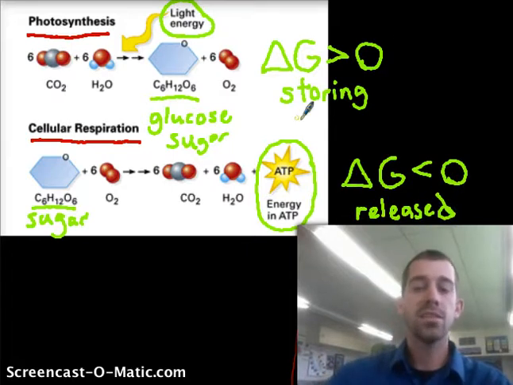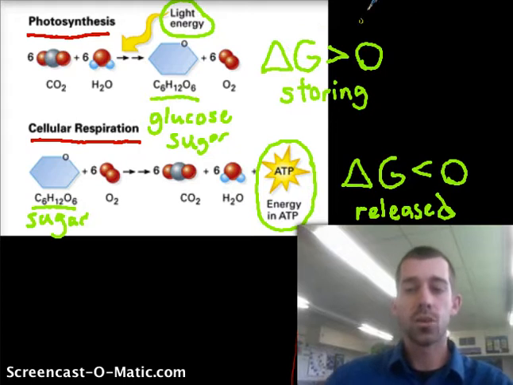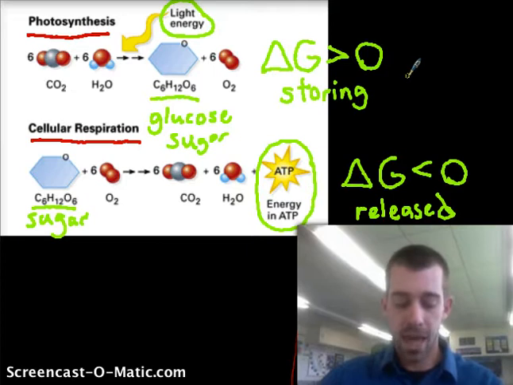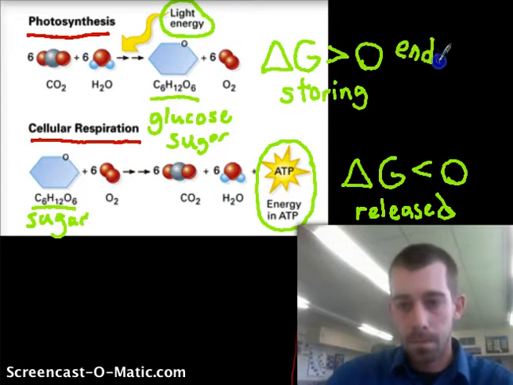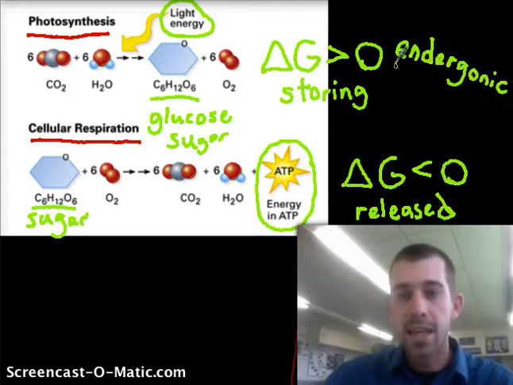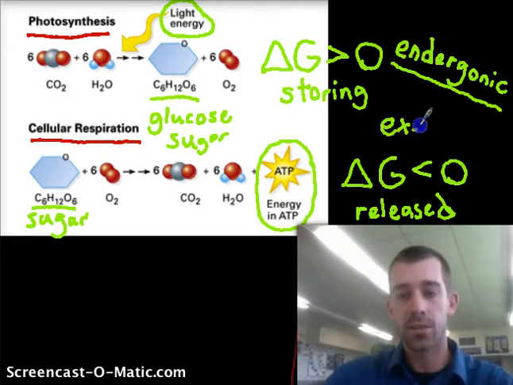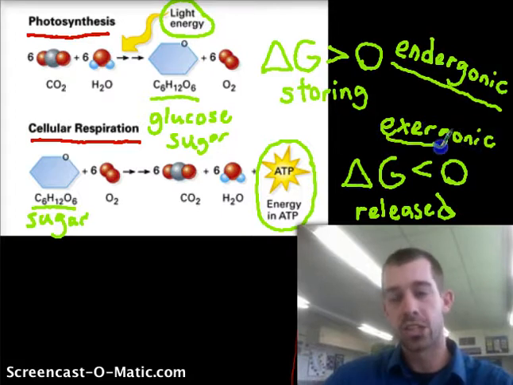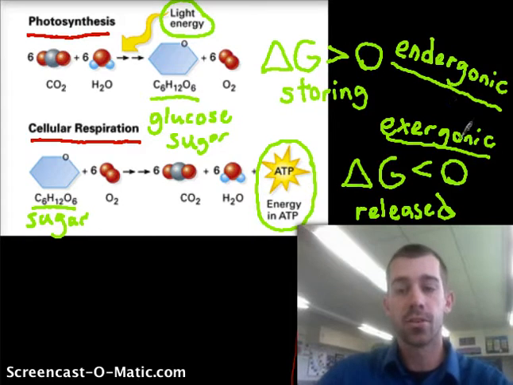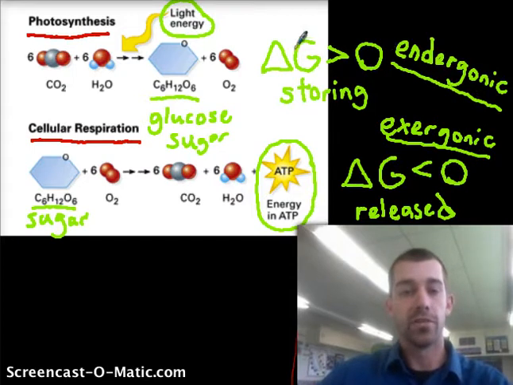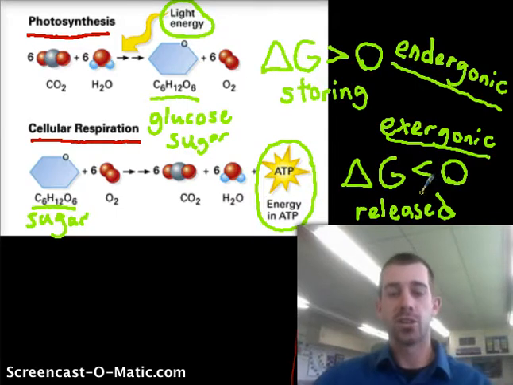Okay, and we said that things like this, where you're storing energy, are what we call endergonic reactions. Endergonic means that you're storing things. Endo means inside, as opposed to exergonic, exo means outside, where you're actually releasing energy. So photosynthesis is a classic endergonic reaction, and cellular respiration is a classic exergonic reaction. Endergonic reactions, like photosynthesis, require an input of energy, light energy in this case, whereas exergonic reactions actually release energy.